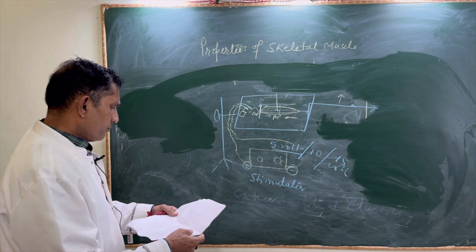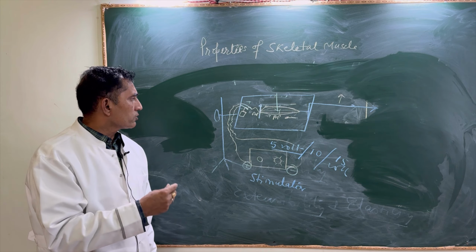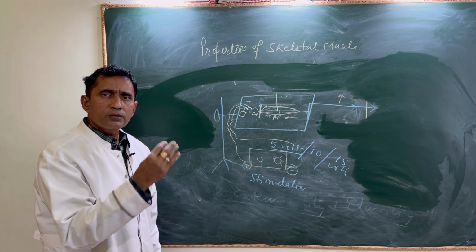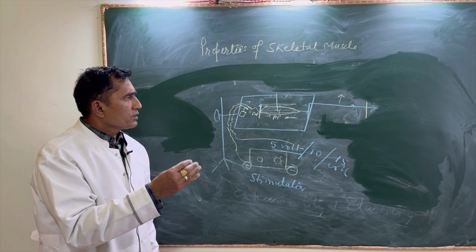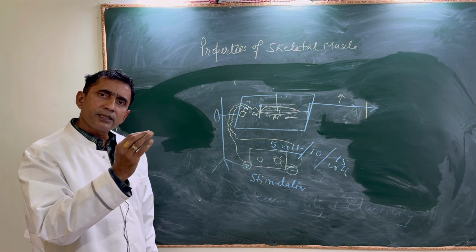Now coming to contractility, we have tested it by using different temperatures of amphibian Ringer solution, or by applying different strengths of stimulus also. By applying different strengths of stimulus, we can change and test the contractility and excitability.